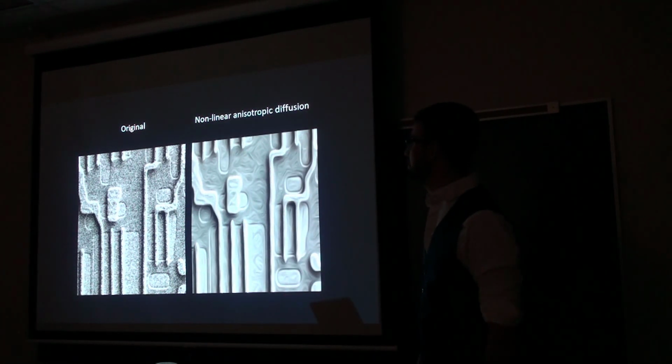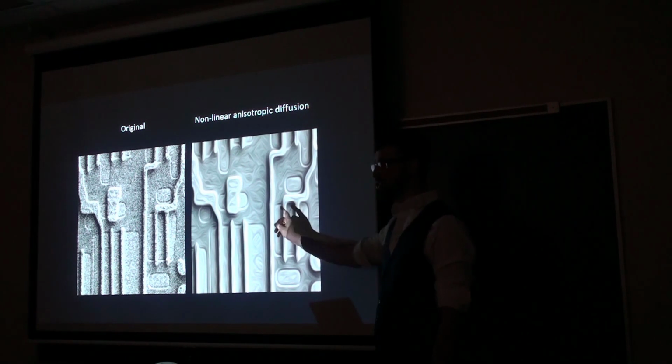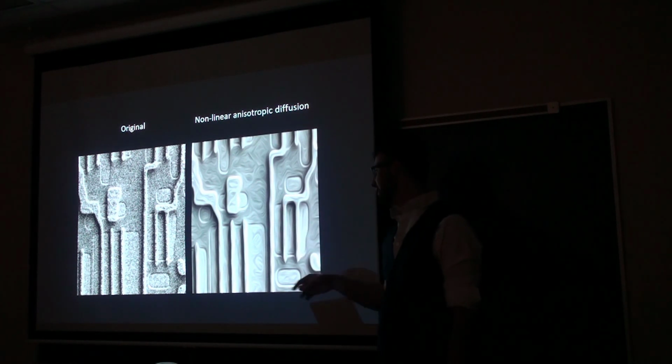And here's with nonlinear anisotropic diffusion. So if you look at this edge, I no longer have noise in it. And every iteration of this image I do over and over again, it gets more and more defined.